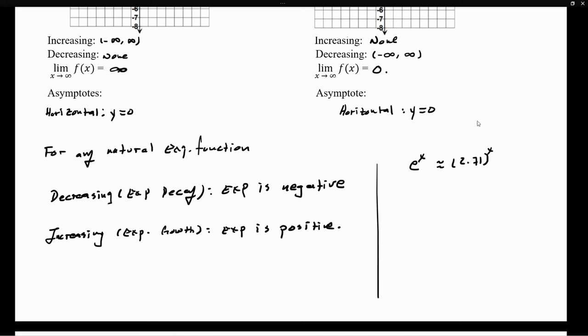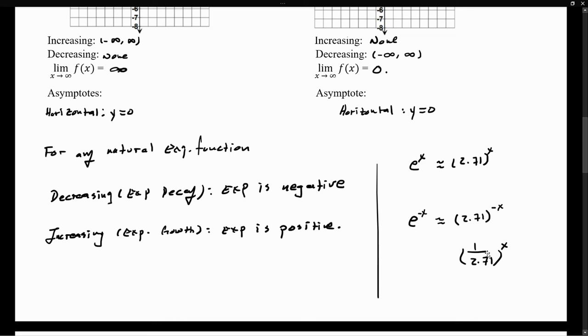So now if we have a negative exponent, this can be seen as 2.71 to the negative x, which again, if we want to represent this as a positive exponent, we've got to just take the reciprocal. So that would be 1 over 2.71 all to the positive x. And notice that 1 divided by 2.71 is always going to be less than 1. So therefore, it is an exponential decrease or an exponential decay function. So this is very important for us to understand.